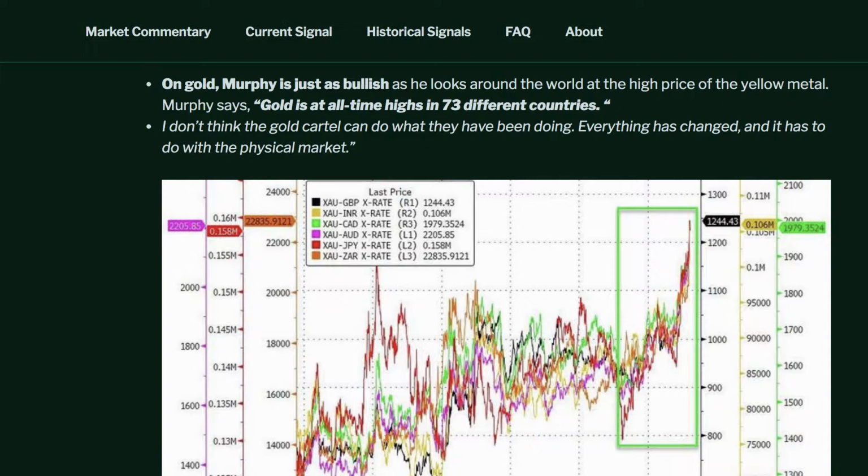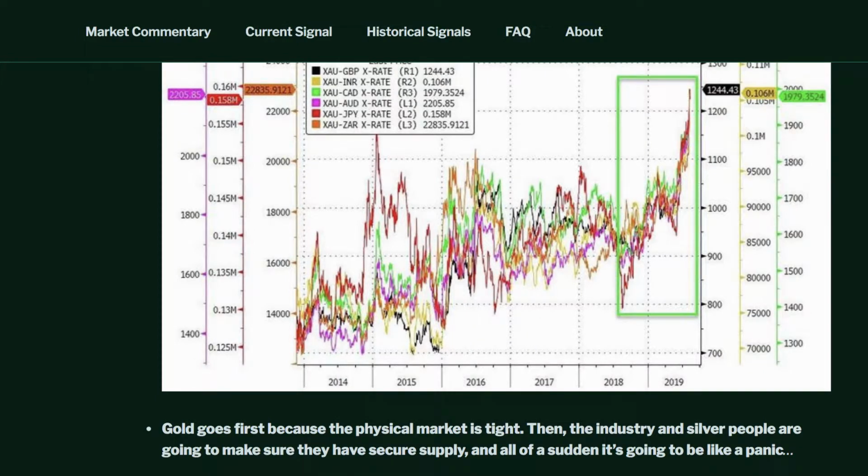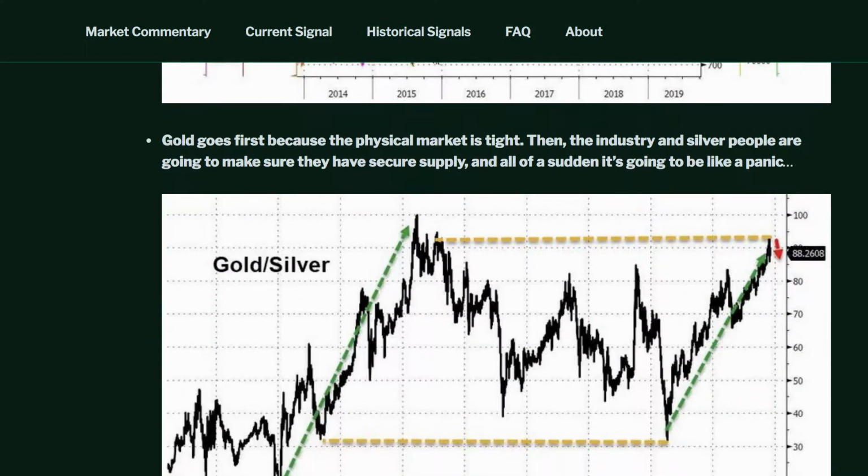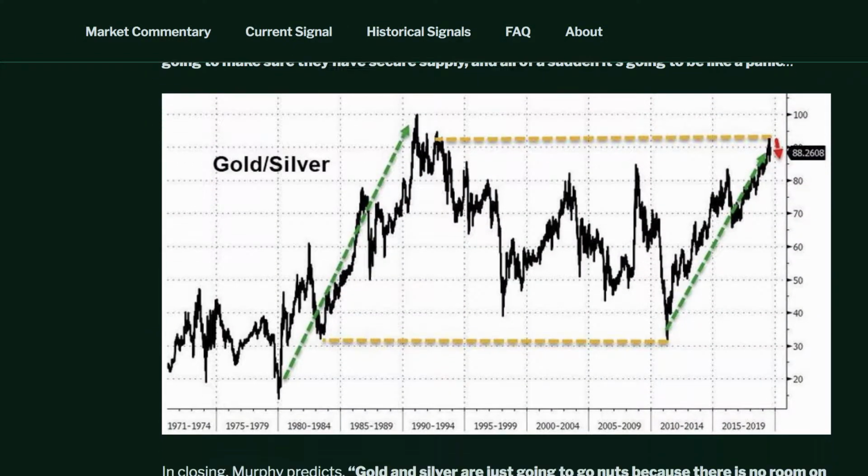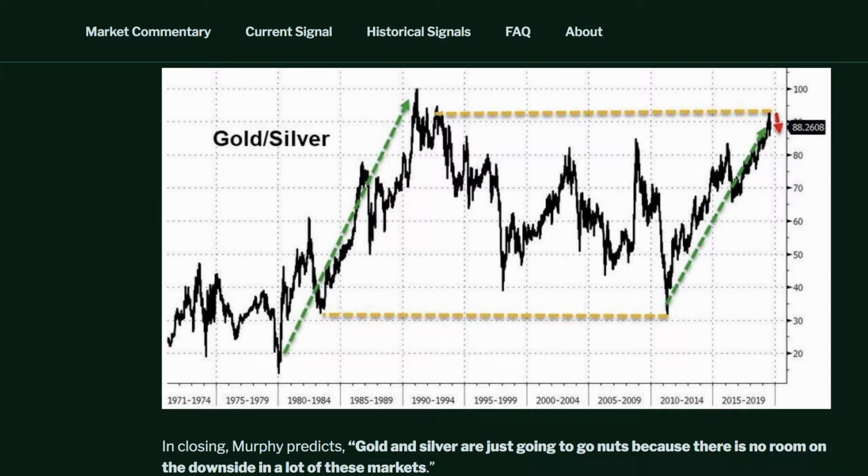Everything has changed, and it has to do with the physical market. Gold goes first because the physical market is tight. Then the industry and silver people are going to make sure they have secure supply. And all of a sudden, it's going to be like a panic. In closing, Murphy predicts, quote, "Gold and silver are just going to go nuts because there is no room on the downside in a lot of these markets."